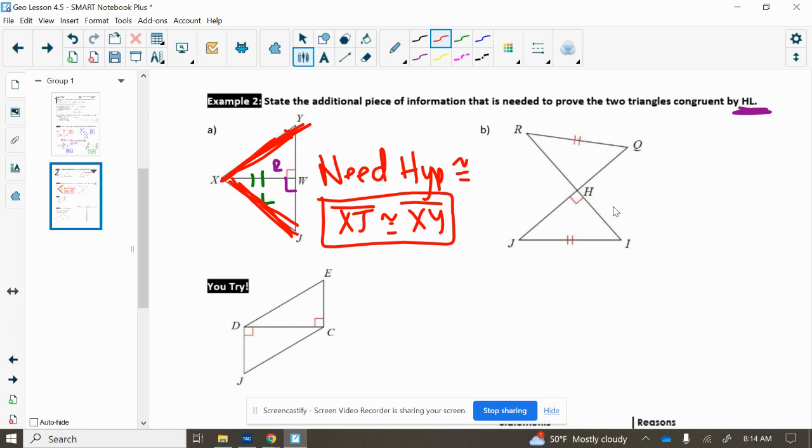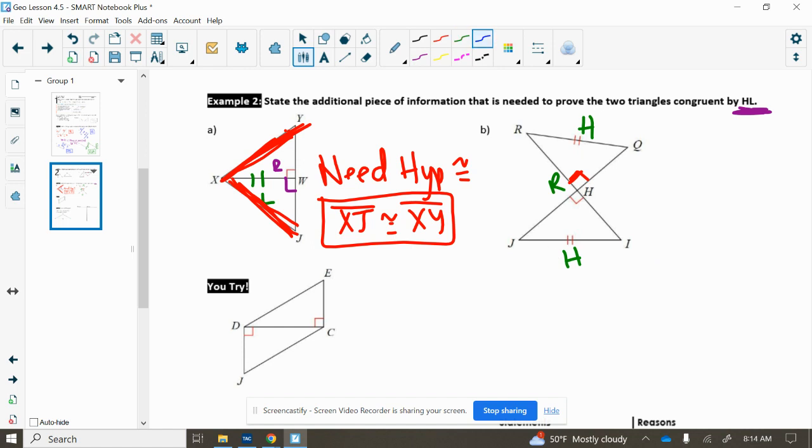In letter B, again, we are able to assume the vertical angles are congruent, so we don't need that information given to us. What we are also given is that RJ and JI are congruent. So we have the right angles given, we have this time the sides across from those right angles, the hypotenuse is congruent. So this time we need a pair of legs congruent.